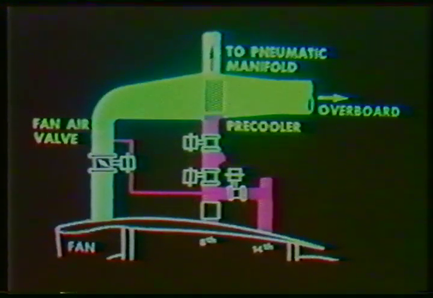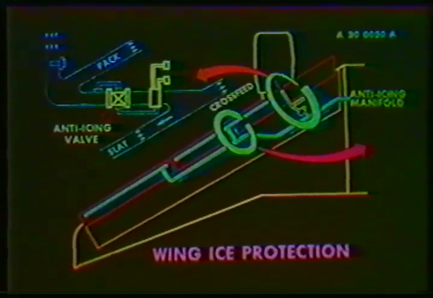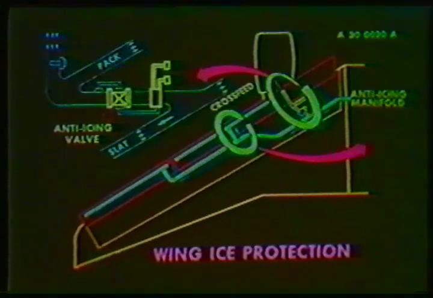As you can see here, the pneumatic manifold is fed with air from two stages of the engine through a pre-cooler cooled by engine fan air. Each side is fed through an electro-pneumatic valve, shown here as anti-ice valves, which also controls the pressure at a predetermined value. The air is then sent to the two movable slats through a telescopic duct.